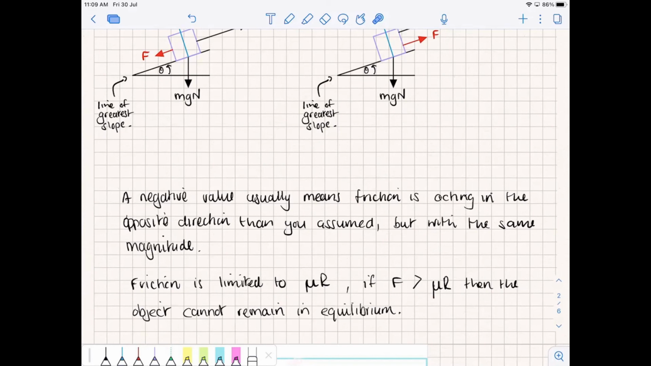Right. Just before we go, one simple thing to remember is that there is a limit to friction. And so if the friction that you're given is greater than the maximum amount of friction that the object can generate, then obviously the object can't be in equilibrium. Okay.